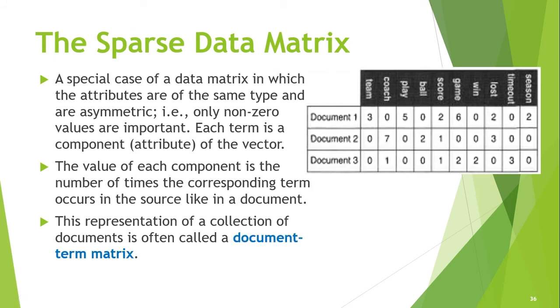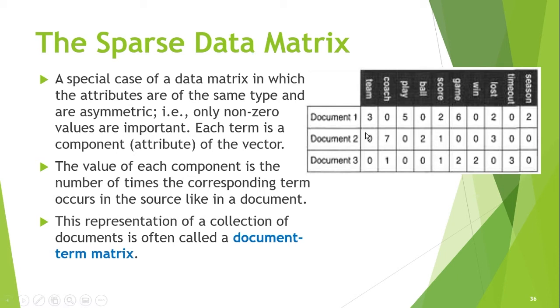Sparse data matrix, a special case of a data matrix in which the attributes are of the same type and are asymmetric, meaning only non-zero values are important. Each term is a component attribute of the vector. The value of each component is the number of times the corresponding term occurs in the source, like in a document. This representation of a collection of documents is often called a document term matrix.